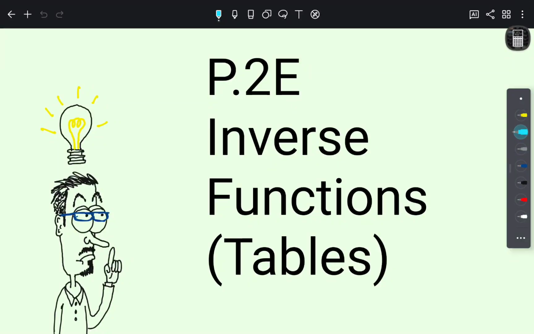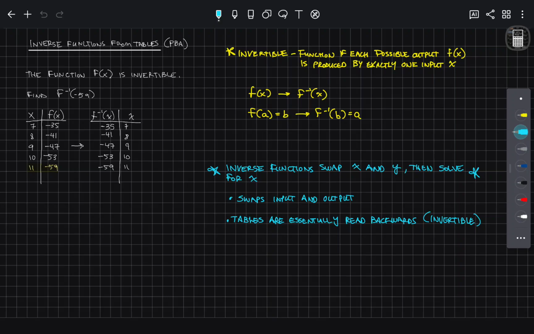Inverse functions using tables. This is probably one of the more straightforward ideas with inverse functions. Anytime that you're given a function, it's going to be told to you if it's invertible or not, if you're just given a table. So it says the function f of x is invertible. That means that essentially x and y are getting switched.